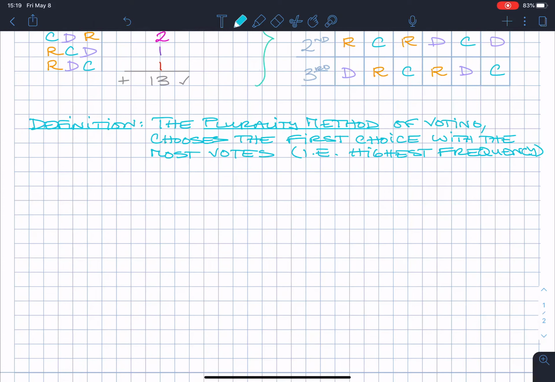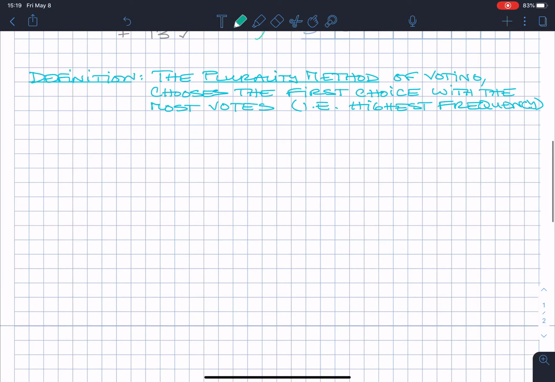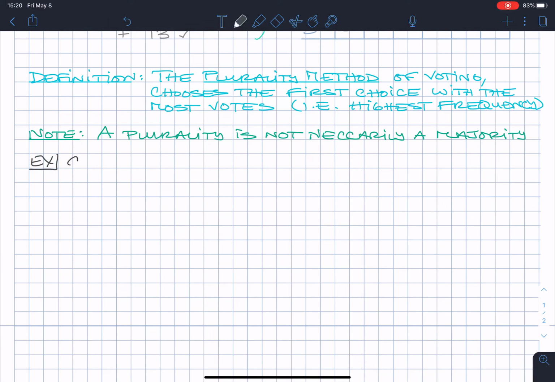Okay, so note. Let's note something about pluralities. A plurality is not necessarily a majority. And I'll show this in a moment. Remember, a majority is more than 50%. Okay, so for example, consider the following preference ballot.